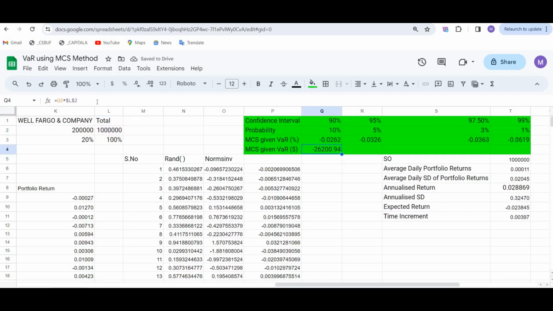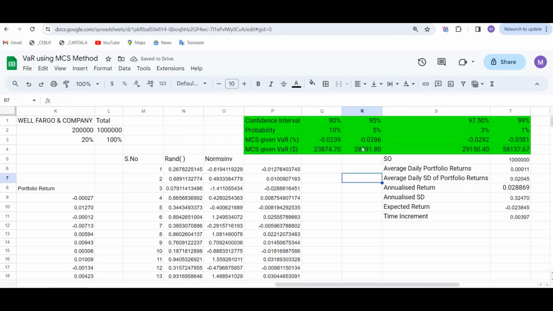Now this one is coming in negative. So what we're going to do is put it in a bracket, then ABS, enter. So now it's positive. Yes. And now we are going to copy it across. Okay. So that's it. We have got the Monte Carlo simulation in percentage and Monte Carlo simulation in amount, the value for all the confidence interval levels.